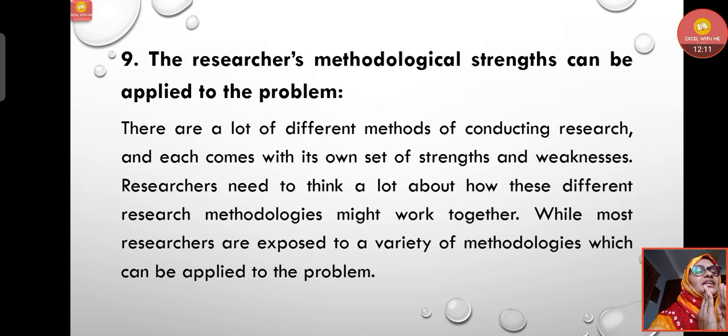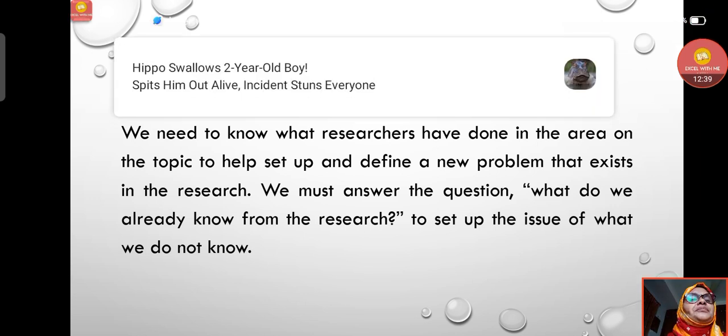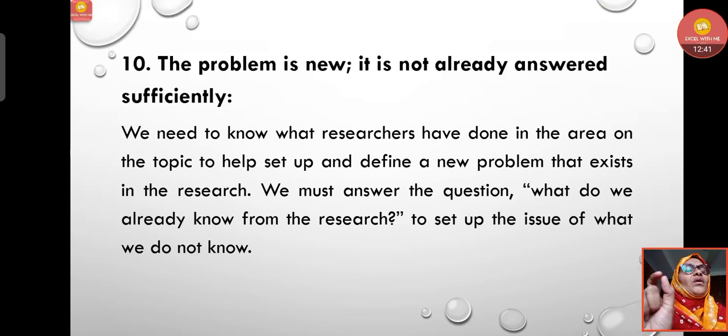So, the researcher, whoever want to do the research, they should be very clear in their mind, crisp and clear, what kind of methodologies will suit to their research statement or problem, because so many methodologies are there which is useful and suitable. Finding out is very important to the researcher. Next one, 10th one, the problem is new. It is not already answered sufficiently. This is very, very important.